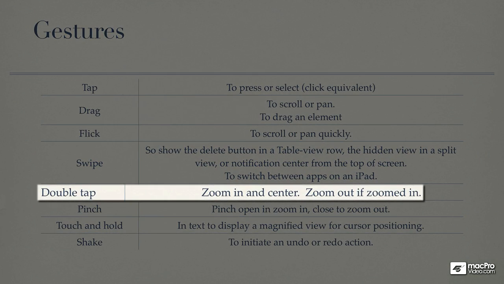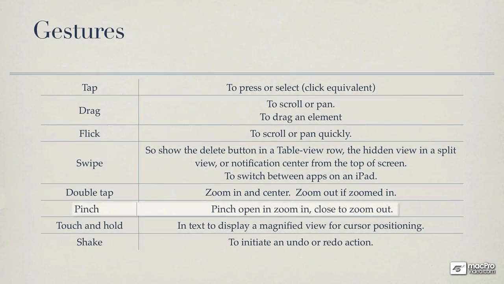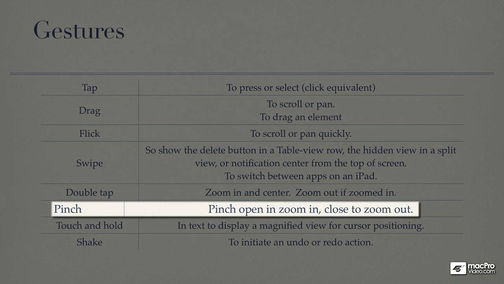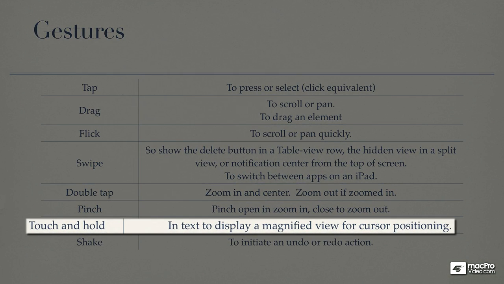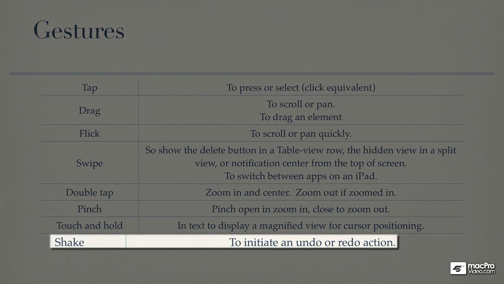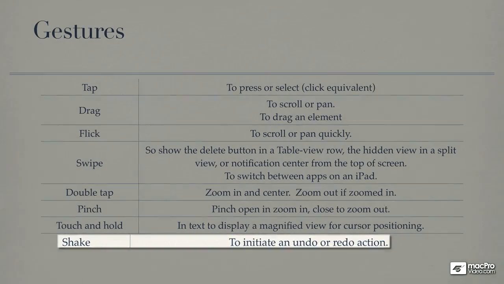A double tap zooms. Zooms in and centers or zooms out. You can see this behavior in Safari on web pages with multiple columns. If you double tap on one of the columns, it expands to fill the screen. Double tapping again shows the original view. Pinches zoom in or zoom out. Touch and hold. In a text area, it shows a magnified view, so you can position the cursor. And a shake initiates an undo or redo action.